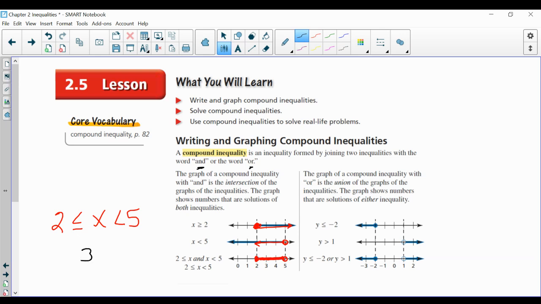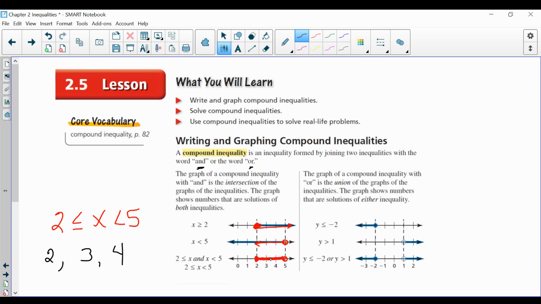So I could put 3. 3 is greater than or equal to 2 and less than 5, so that would be a true statement. I could put 4. 4 is greater than 2 and less than 5. That would be a true statement. And I also can put the number 2 because 2 is greater than or equal to 2 and less than 5. But 5 does not work because it makes it a false statement.